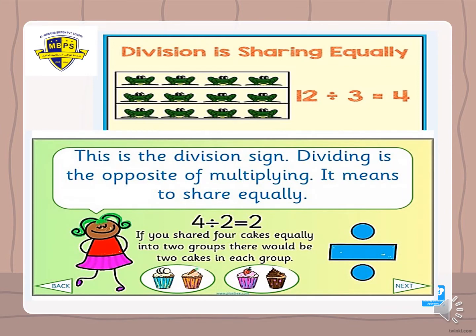Dividing is the opposite of multiplying. It means to share equally. Look at this girl. She has 4 cupcakes divided by 2. Now, if you shared 4 cupcakes equally into 2 groups, there would be 2 cakes in each group. So now 4 divided by 2 equal 2. Again, how do we read this sign of division? We read it as divided by, and it means that we want to find how many in each group.